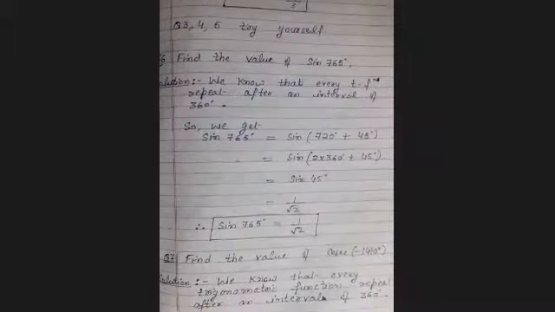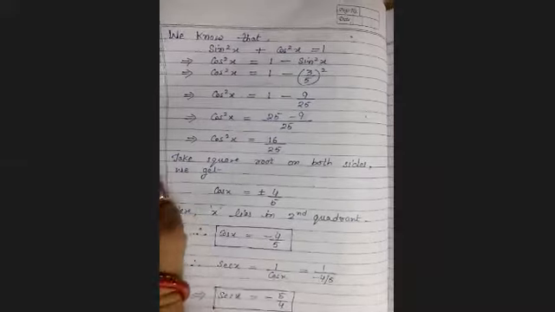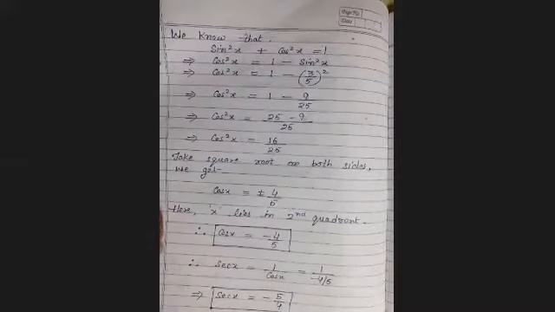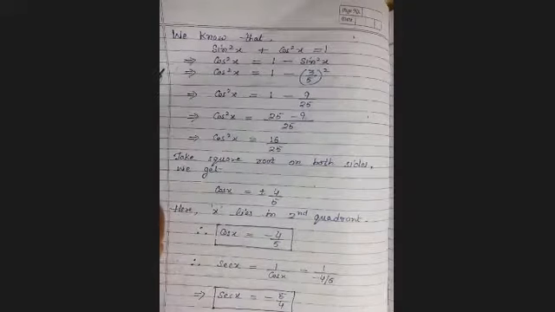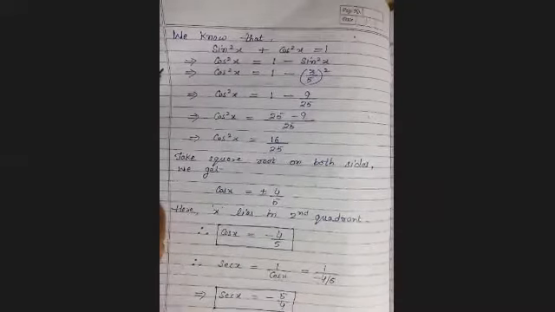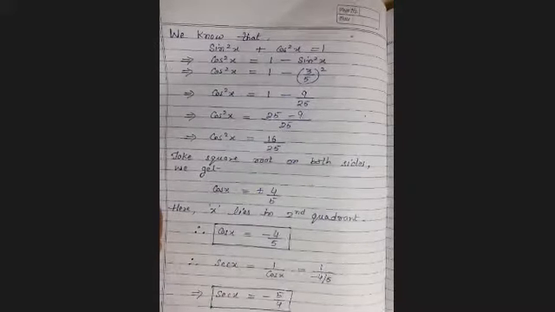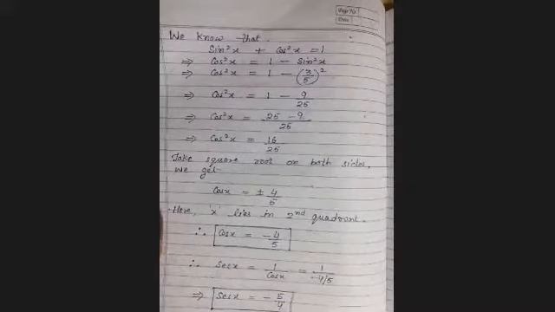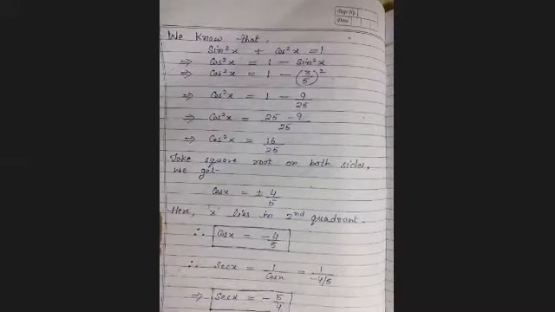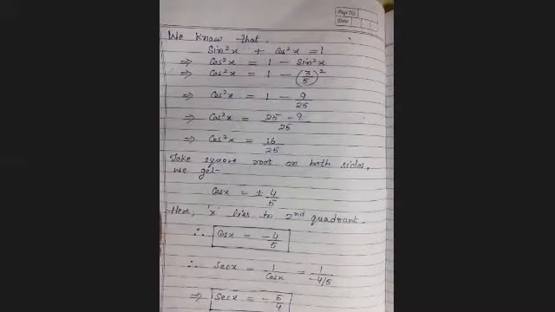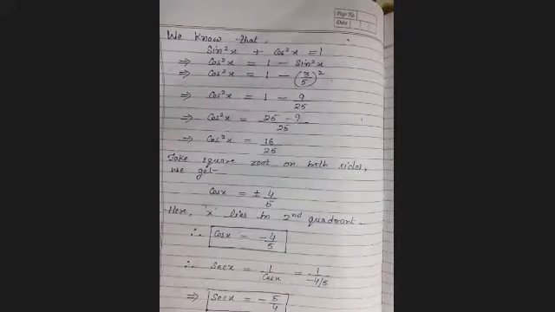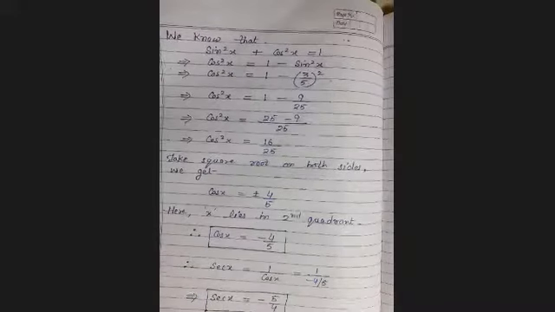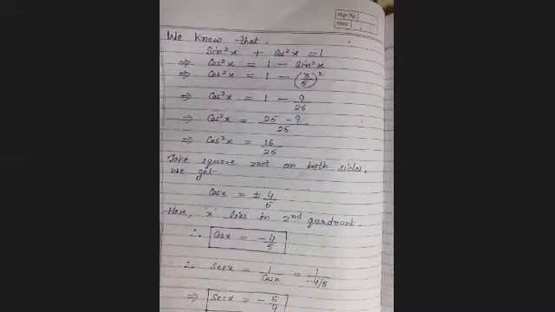Similarly, we can find the others. Again, we know the identity sin square x plus cos square x is equal to 1. We are shifting sin square x to the other side, because we know the value of sin x, that is 3 by 5, whose square is 9 by 25. By taking LCM, we get cos square x equal to 16 upon 25. Let us take the square root on both sides. We get cos x equal to plus minus 4 by 5. x lies in the second quadrant, and in the second quadrant, cos x is negative. That's why cos x is minus 4 by 5. Reject plus 4 by 5.